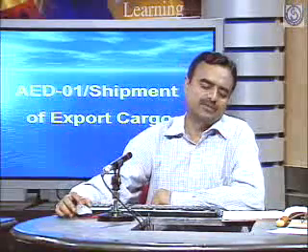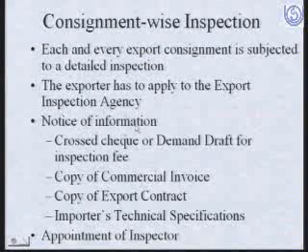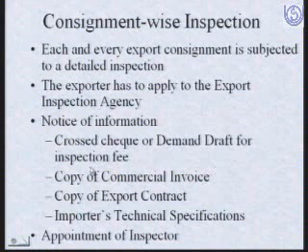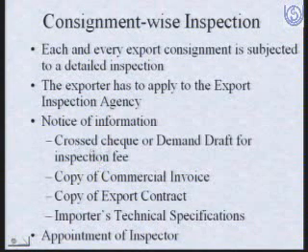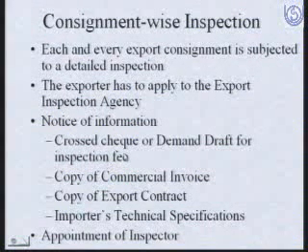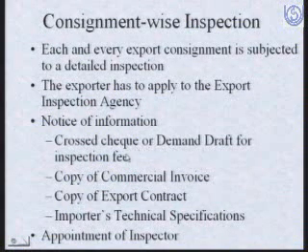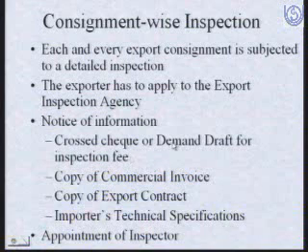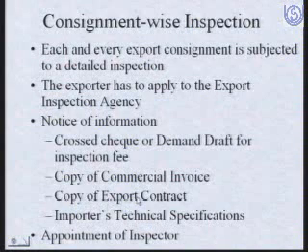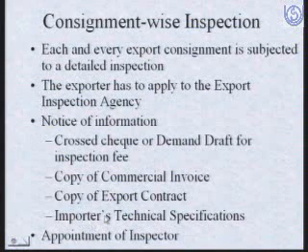Here there is a document known as the notice of information. On this notice of information, you need to attach a cross-check or demand draft for the inspection fee. For every inspection there is a fee prescribed by the export inspection agency. So you need to enclose a cross-check or demand draft for the inspection fee. Second, you need to enclose a copy of the commercial invoice. Third, a copy of the export contract. And fourth, the importer's technical specification.